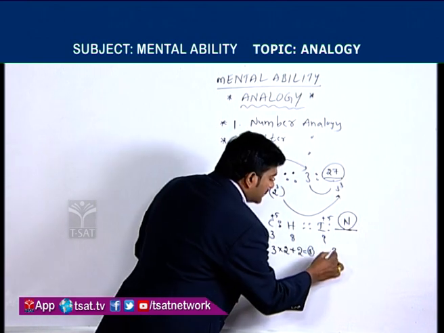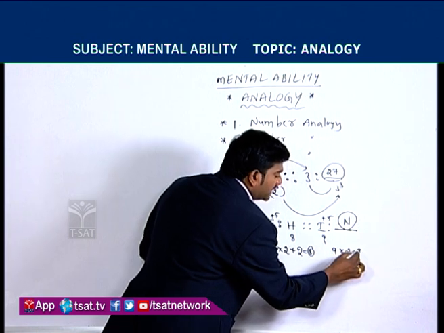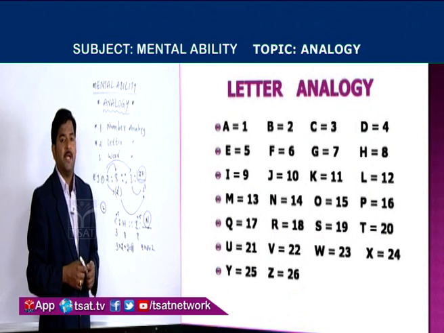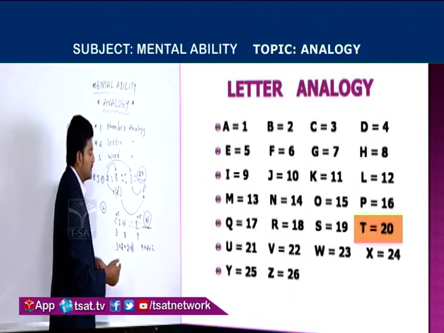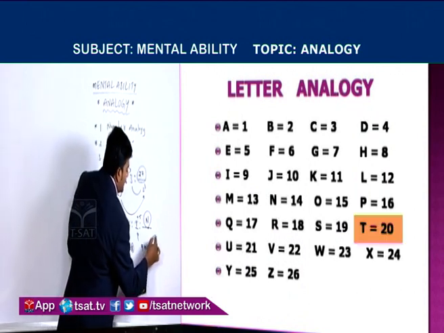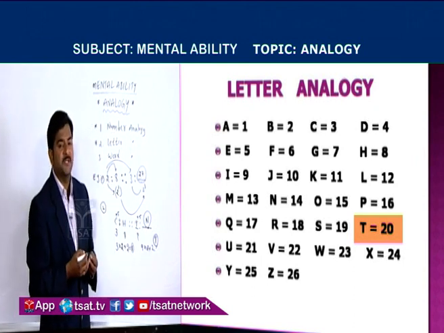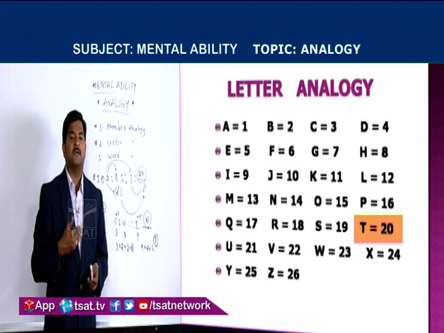So the same concept you need to apply here also. How can you write? 9 into 2 plus 2. 9 into 2, 18. 18 plus 2 means 20. So 20 means what we can say? T. But which one is the answer? Is it N or T or something else? I already told you it depends on the given options.